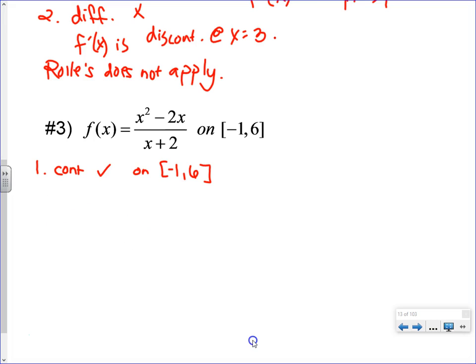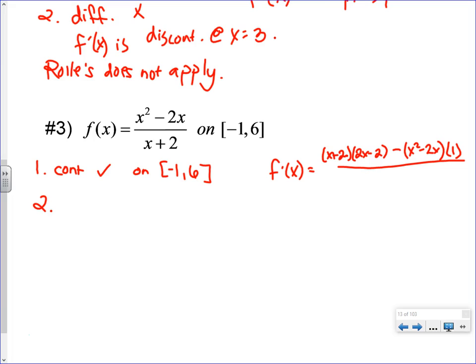Now, we need to ask ourselves about differentiable. Uh-oh. What do we look at for differentiable? The derivative. How do I find a derivative of a quotient? Well, you don't like it, but you can do it. Okay, tell me what to do. You should have hopefully already gotten here. Bottom times the derivative of the top, minus top times the derivative of the bottom, good, just one, all over the bottom squared.